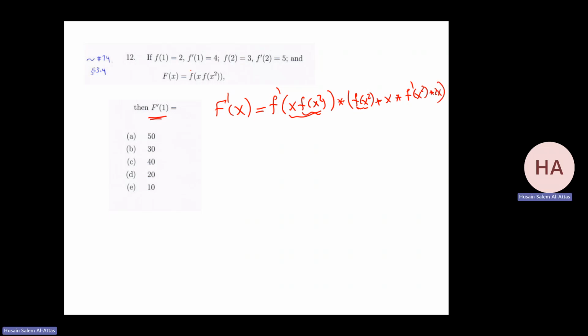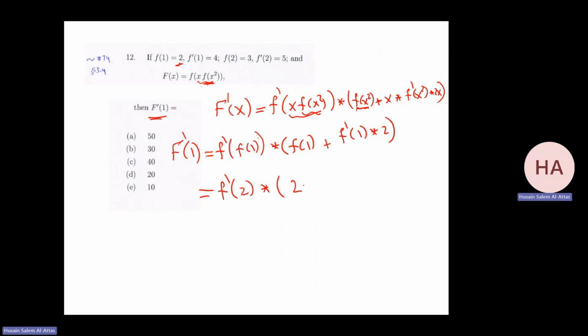Okay. This is product rule. First times this plus x times the derivative of this, where I have f prime at x squared times 2x. Now let me substitute what I want. I want capital F prime at 1. That will be f of 1 times f of 1 plus x, which is 1. So I have f prime at 1 times 2. So I have f prime at f of 1. What is f of 1? F of 1 is 2. So I have f prime at 2 times 2. What is f prime at 1? F prime at 1 is 4. 4 times 2.